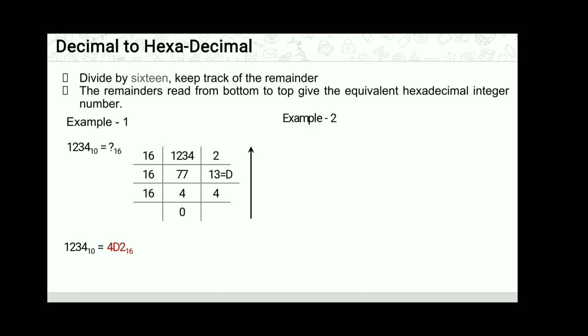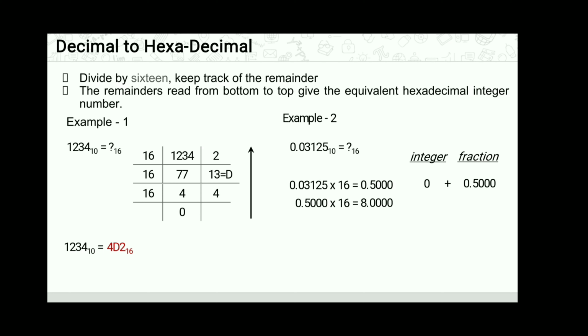Next, we will go through the example of 0.03125 to the base 10, and we have to get its hexadecimal equivalent. So we will multiply the given number by 16. We will get 0.5000 as our answer, in which the integer part is 0 and the fractional part is 0.5000. Next we will multiply the fractional part by 16. So we get 8.000, in which the integer is 8 and the fractional part is 0.00. So our final answer will be from top to bottom. So we will get the answer as 0.08 to the base 16.